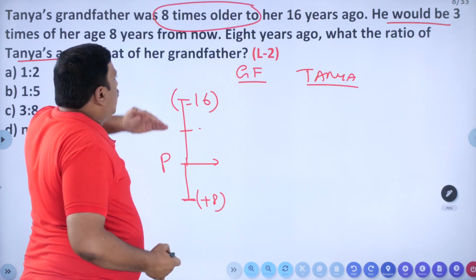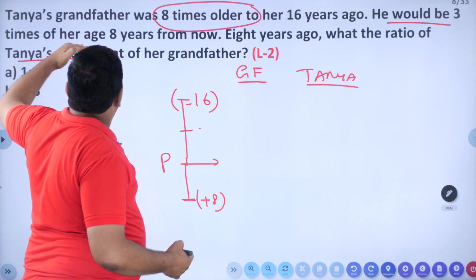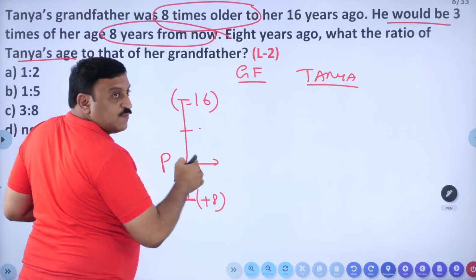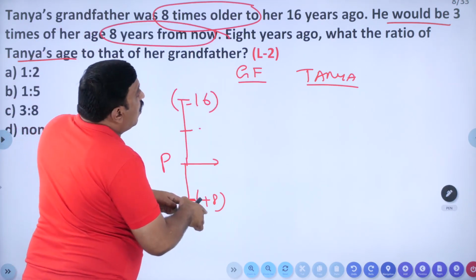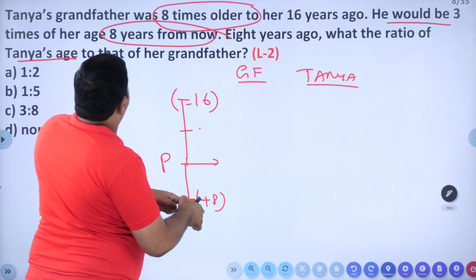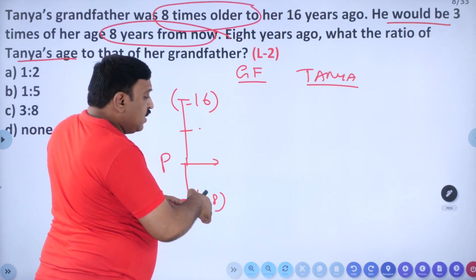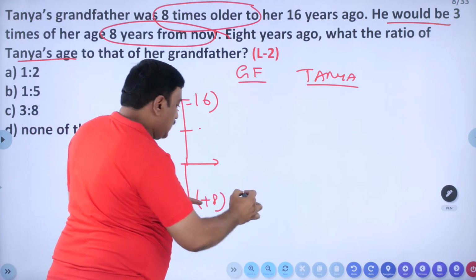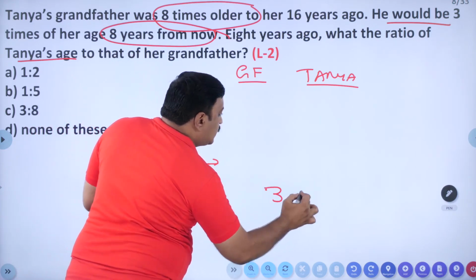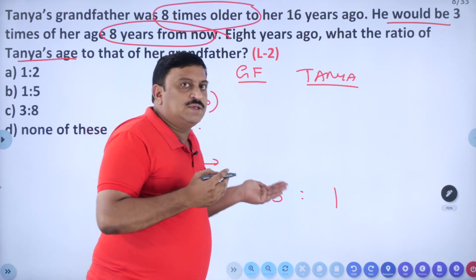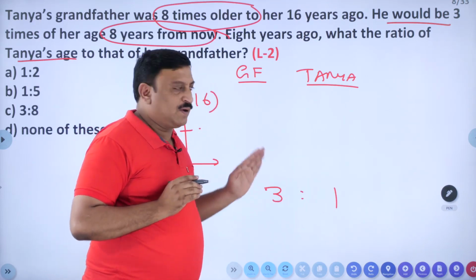Okay. He would be 3 times her age 8 years from now. 8 years from now, that is from now, how many times is that? He is 3 times her age. Straight away you can say 3 times age means what? So directly 3 is to 1, is it not? This is 3 is to 1. He is 3 times her age, means 3 is to 1.